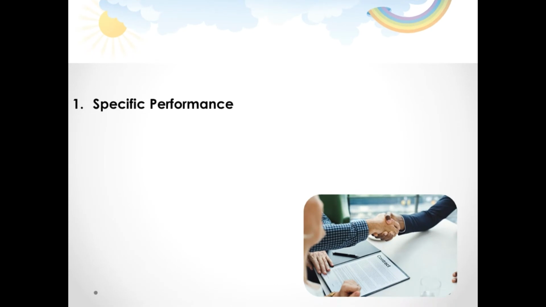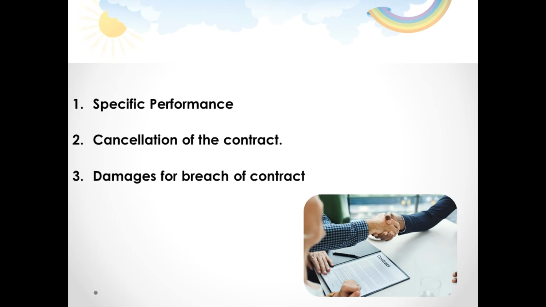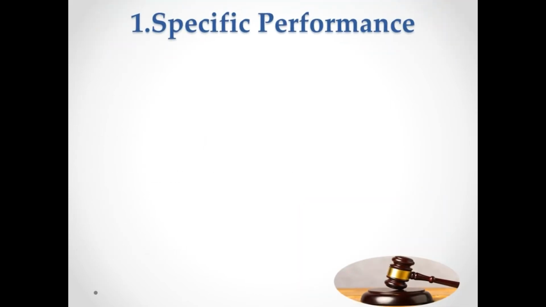So the remedies are specific performance, cancellation of the contract, damages for breach of contract, interdict, and quantum meruit. We'll look at the remedies for breach of contract in detail. First of all, we are going to look at specific performance as a remedy for breach of contract.